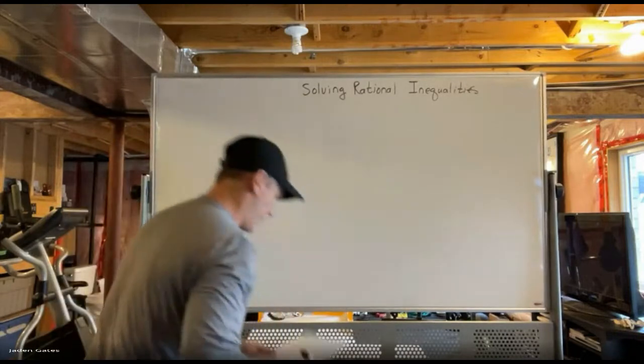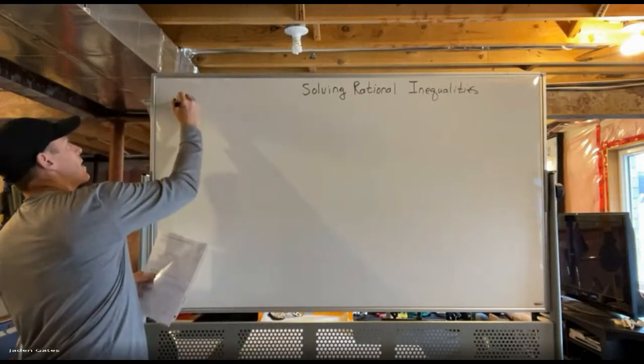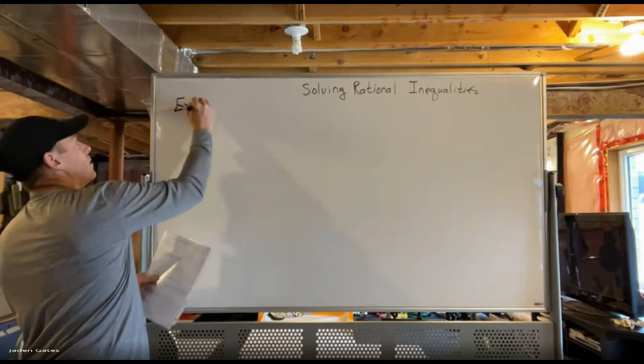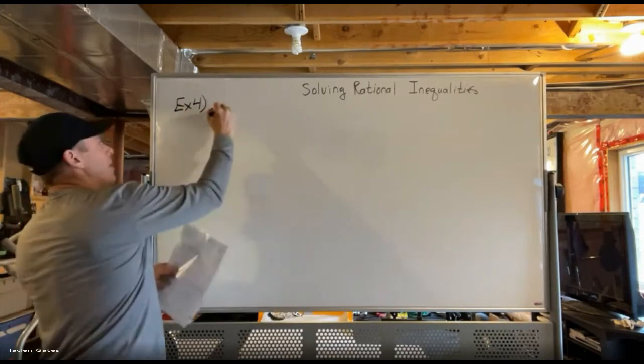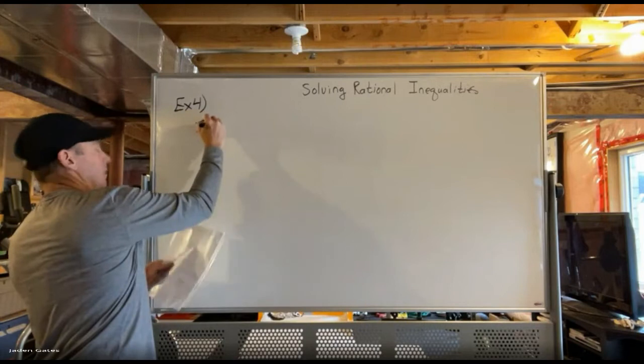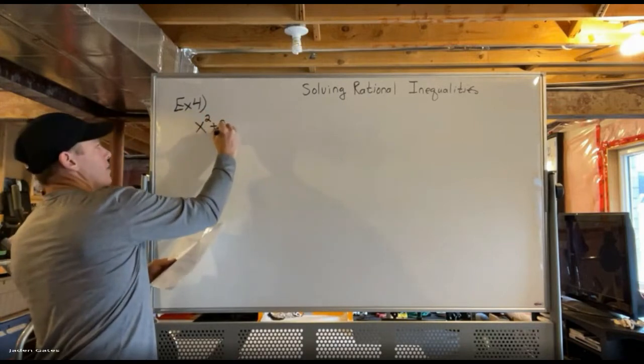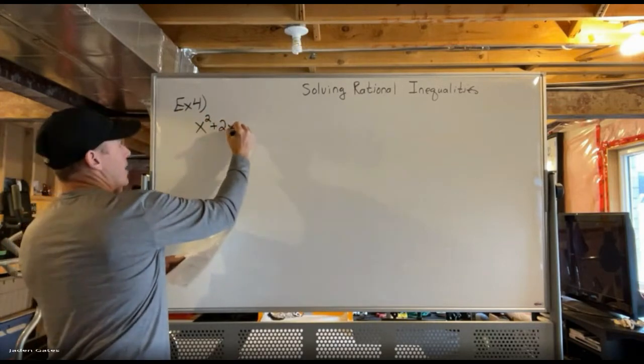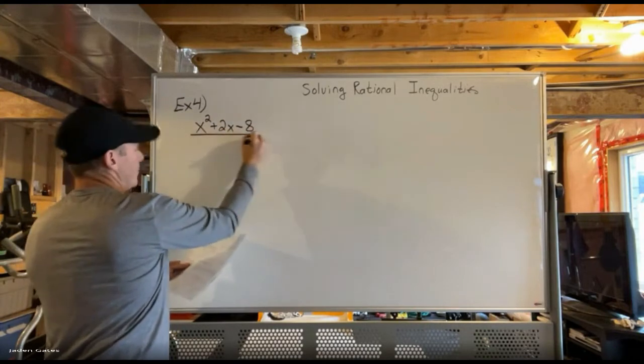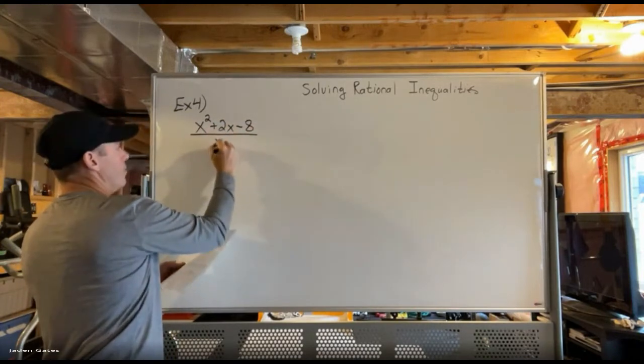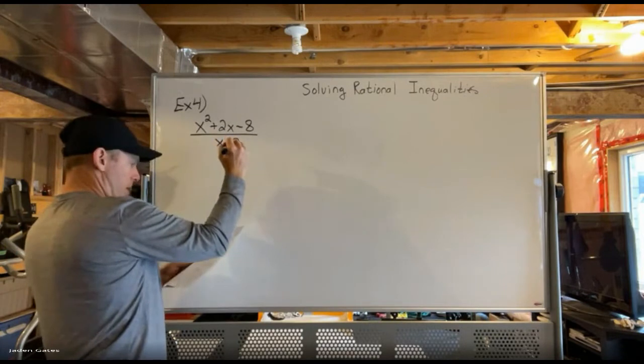All right, so let's see here. Solve the inequalities, example number 4, where we have x squared plus 2x minus 8 all over x minus 2 is greater than 0.